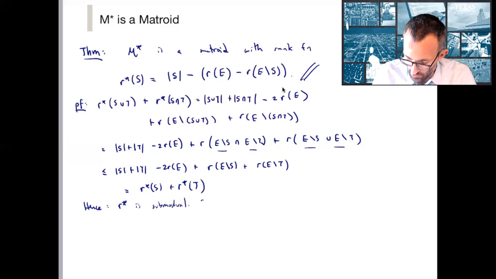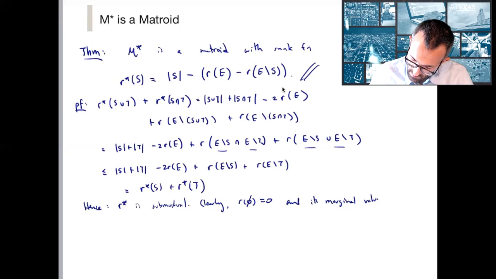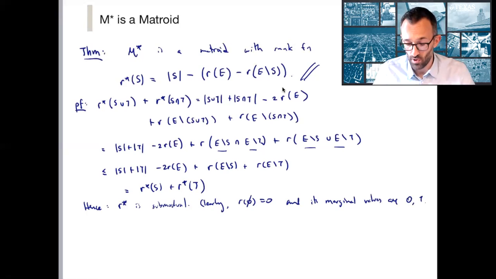And I'll just write that, clearly r of the empty set is equal to 0. You can just check that from the definition. And also its marginal values are either 0 or 1. And therefore, r star is the rank function of a sub-matroid.